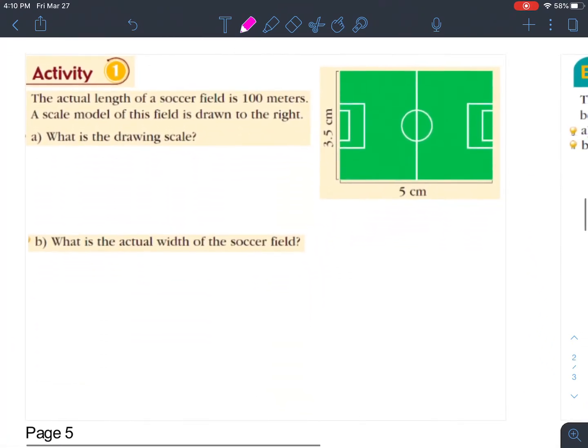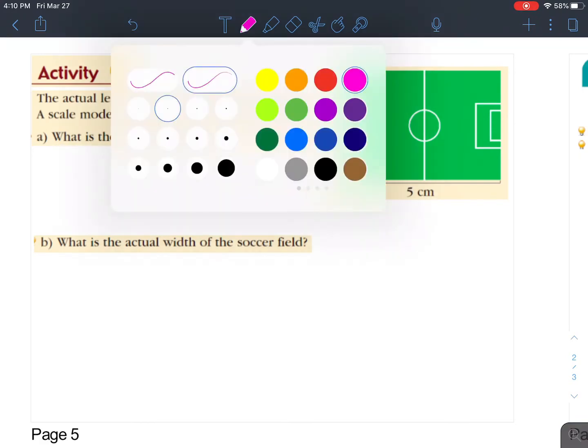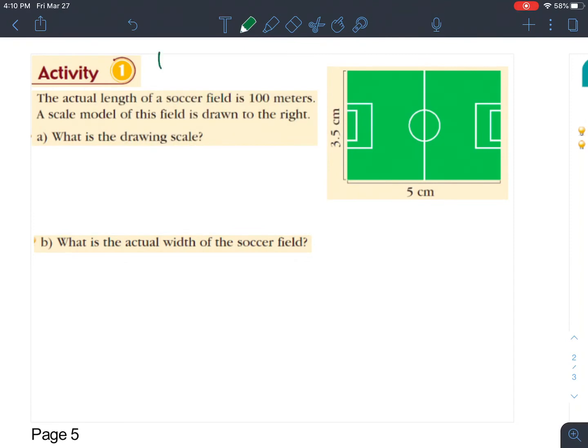Okay, so in this picture, you are given a drawing of a soccer field and you're told that the actual soccer field has a length of 100 meters. And what I want you to do then is to find the drawing scale and then also find the actual width. As a reminder, in the Sabas book, it defines length as the longest side. So use that to help you answer this. Pause the video, and then when you are done, I will give you the answer.